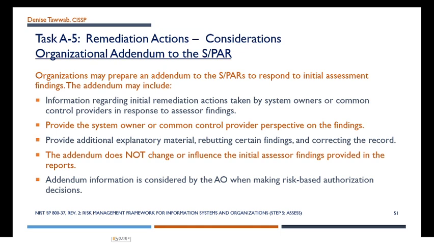Now, with respect to remediation actions, organizations may prepare an addendum to the security and privacy assessment reports to respond to initial assessment findings. The addendum may include information about initial remediation actions taken by system owners or common control providers in response to assessor findings. The addendum may provide the system owner or common control provider perspective on the findings. The addendum may provide additional explanatory material rebutting certain findings and correcting the record. The addendum does not change or influence the initial assessor findings provided in the reports. So no matter what's in the organization's addendum, the initial assessor findings will remain documented in the report. Addendum information is considered by the authorizing official when making risk-based authorization decisions.